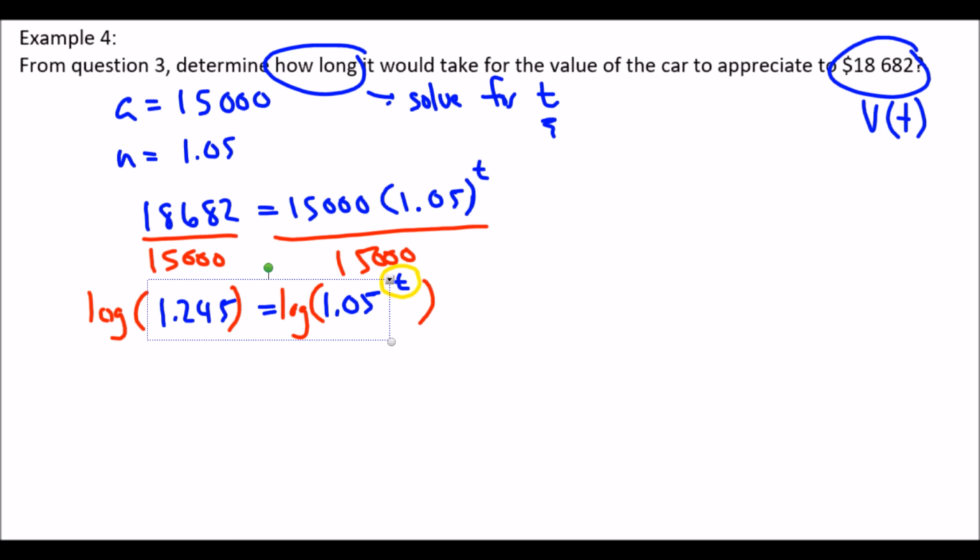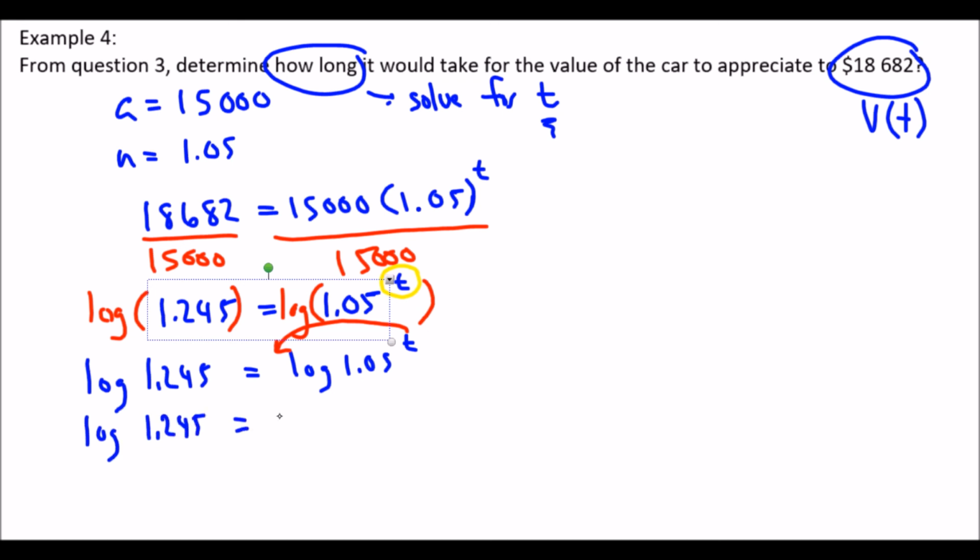What does that do? Well, if I take log of this side, that's just going to give me some sort of value. I don't really know what it is right now. But the beauty of this is I can do log of 1.05 to the exponent t. And the beauty of log is you can bring that exponent down and make it a coefficient, which makes it much easier to solve. So I'm going to have here log of 1.245 is equal to t log of 1.05. Divide both sides. I want that t by itself, so divide by log of 1.05.